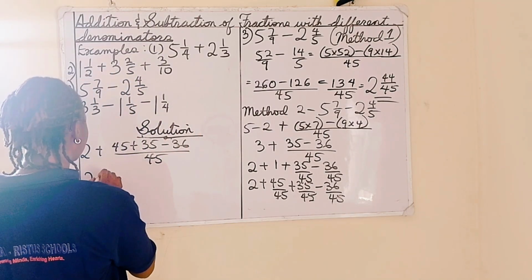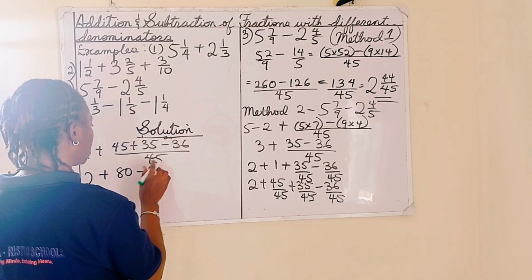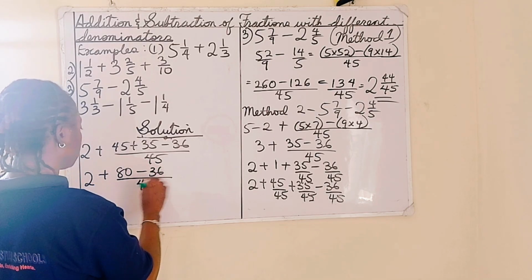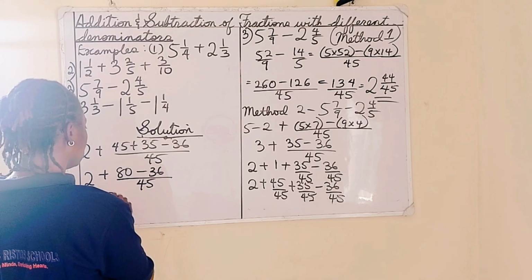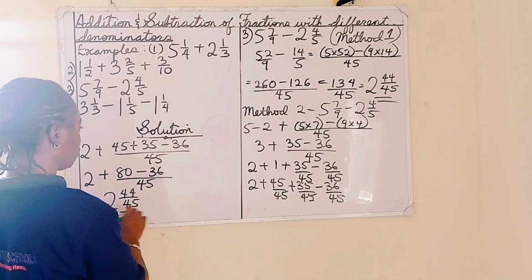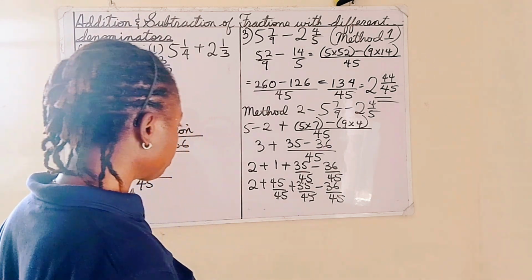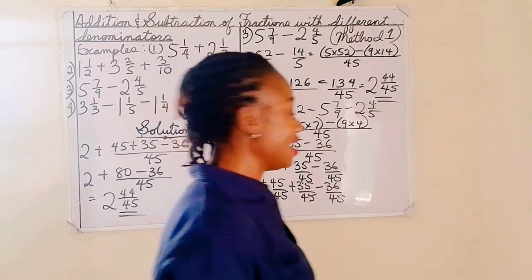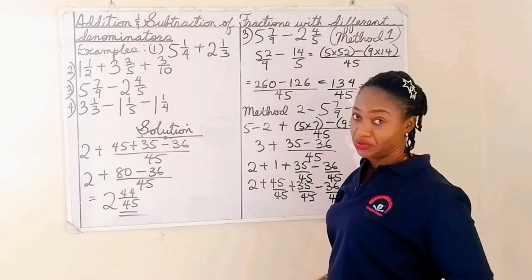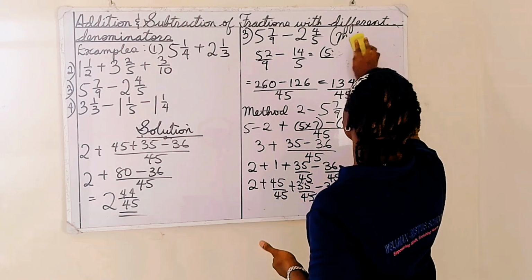So we have 2 wholes plus 45 plus 35 is what? 80 minus 36 over 45. So this becomes 2 wholes 44 over 45. And that's the final answer. Right? Now let's move on to the last question. I know most of you will choose the first method because this second method seems a bit tedious. So let's move on to the last question.